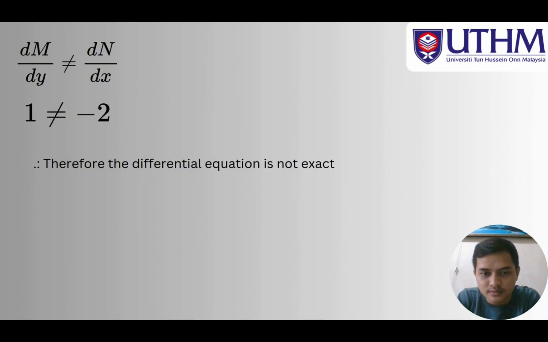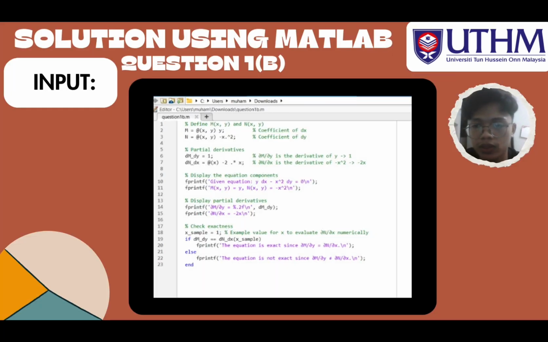Okay, that's all. Here is the script for the solution using MATLAB for question 1b. For the input, we have the script explanation, which are the coefficients of dx and dy. M(x,y), the coefficient of dx, is defined as y in the script, and N(x,y) is the coefficient of dy, defined as negative x power of 2. The equation is written as M(x,y) dx plus N(x,y) dy equal to 0. Substituting the values, we get y dx minus x squared dy equal to 0. And then we will go to the partial derivative.